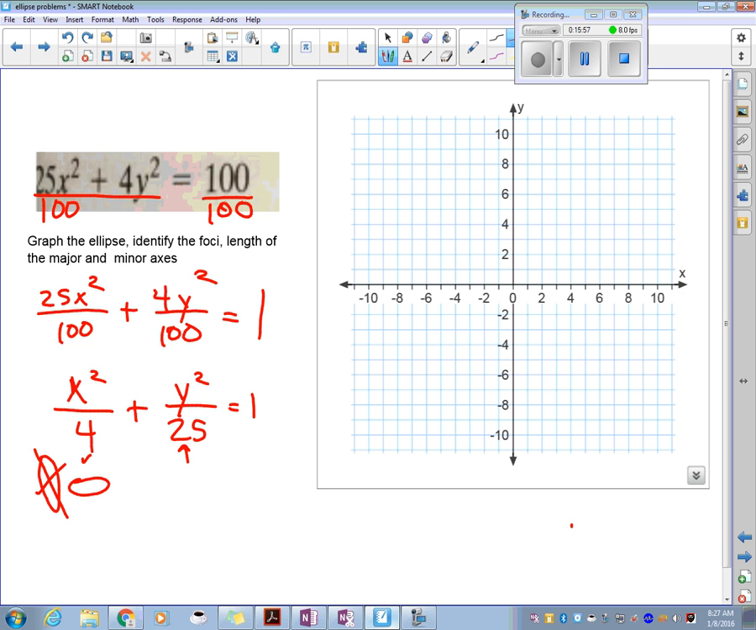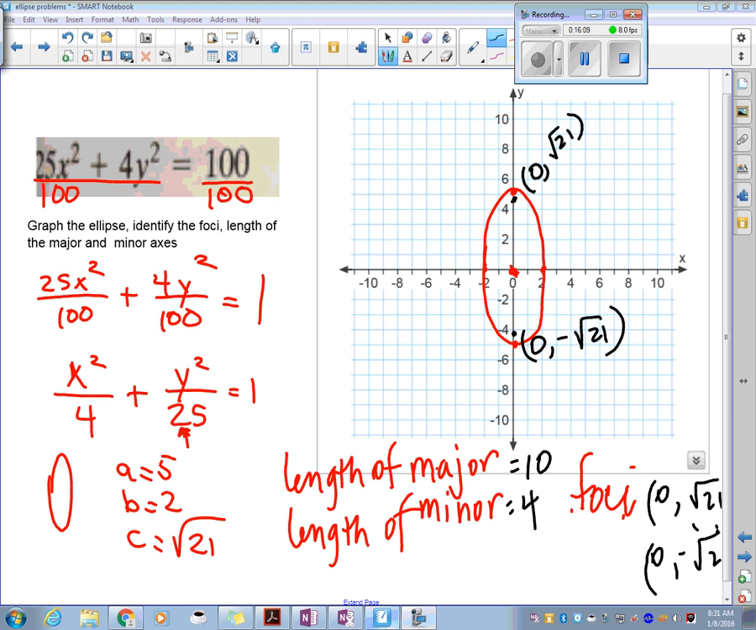Okay? So now we're back to where we were for the last two. Find A, B and the foci. Okay, so again, the major axis was 10, the minor axis was 4. Here's your graph. The only difference in this one is that you had to divide by 100 first so that you put it in standard form.